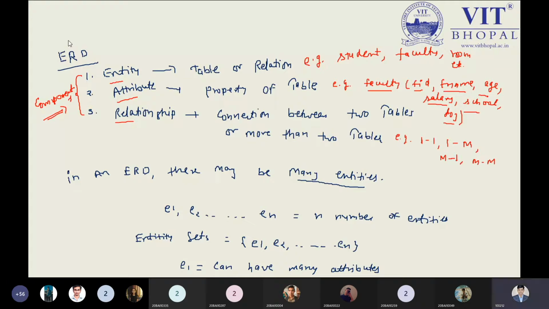So in an ER model, in your diagram, we have many entities, represented by E1 to En. That is a set of entities, and that is known as the entity set. Okay, so now this example is clear: what the components are, what real life problems we are having, and how we can represent them so far. Is it clear?